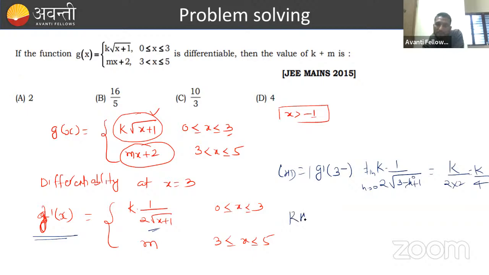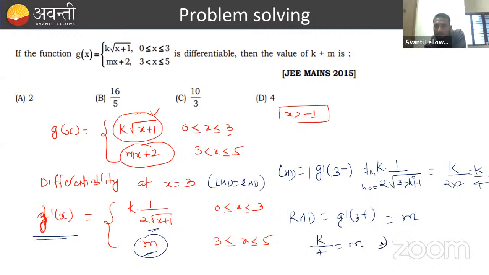Okay, and if you find the right hand derivative, g dash 3 plus, it is simply m, because m is a constant. So if it is differentiable, then definitely the left hand derivative should be equal to the right hand derivative, and k by 4 is equal to m. So from here you will get one equation, k is equal to 4m. That is equation 1, but we need to find k plus m.